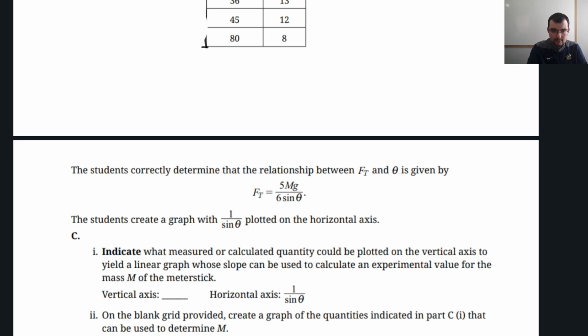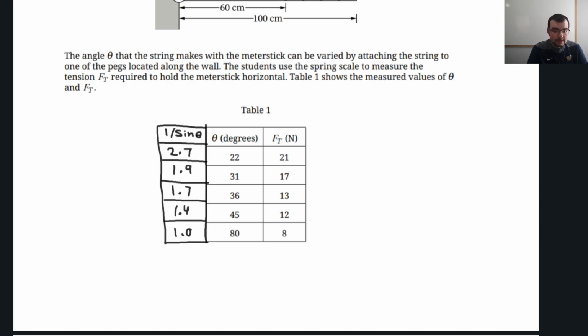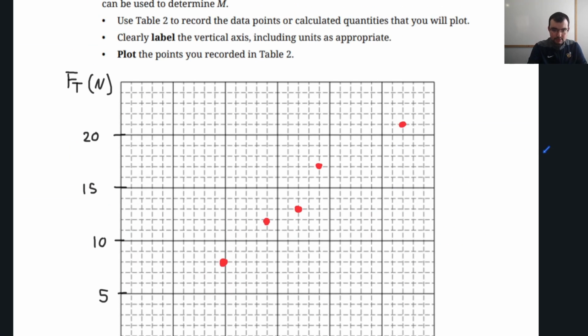So this means that our linear relationship is going to be F_T as a function of sine theta in the denominator. And we already have F_T and we have sine theta, so we just need to reciprocate sine theta. So that's what we can see here in this table, the reciprocated sine thetas. And as per usual, I am not a point plotting expert. This usually takes me longer than any of the other physics in this class. So I did some off-camera plotting, as I always call it, and here is our linearized graph.